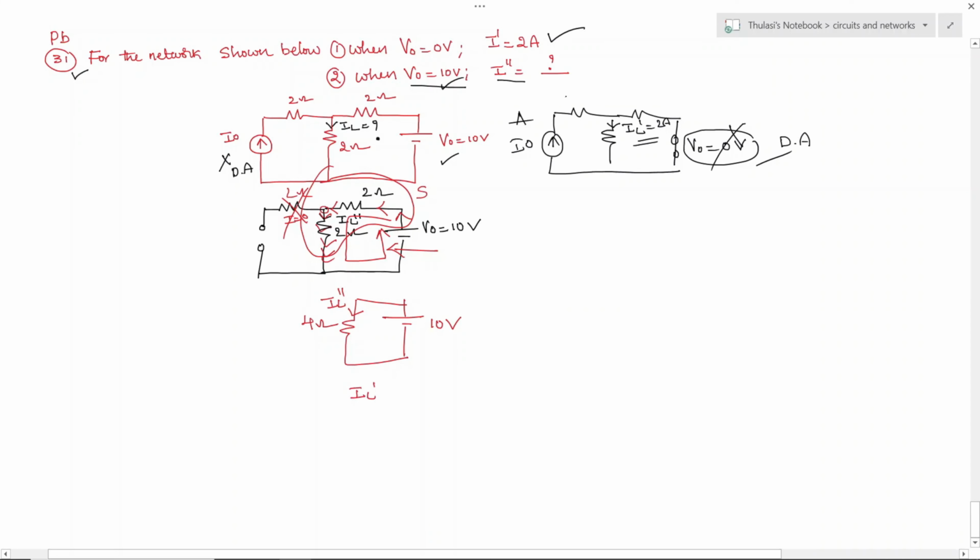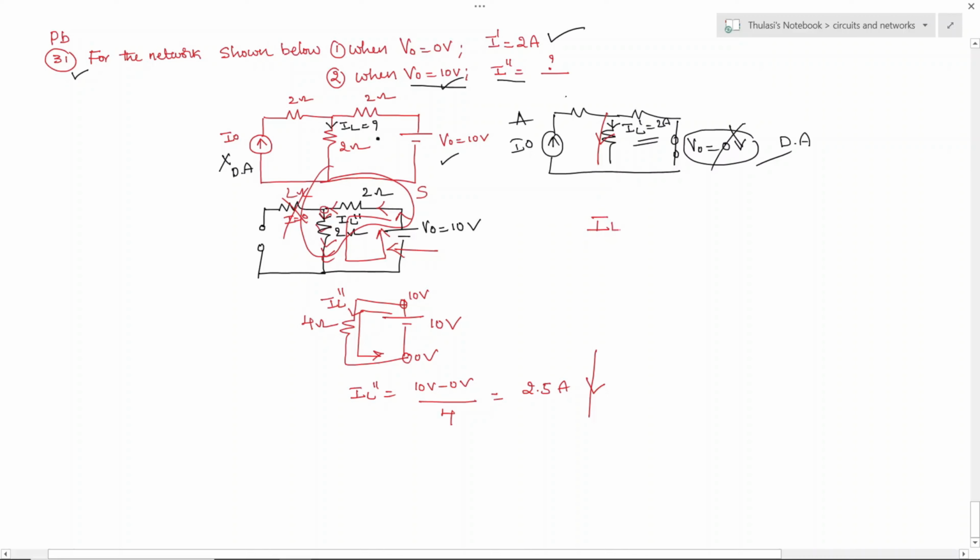So IL double dash is equal to, what is the voltage at this point? 10 volts. What is the voltage at this point? 0 volts. So 10 volts minus 0 volts, the current is flowing like this. 10 volts minus 0 volts divided by R, which is nothing but 4. 10 divided by 4 is 2.5 amperes flowing from top to bottom. So here also this is flowing from top to bottom.